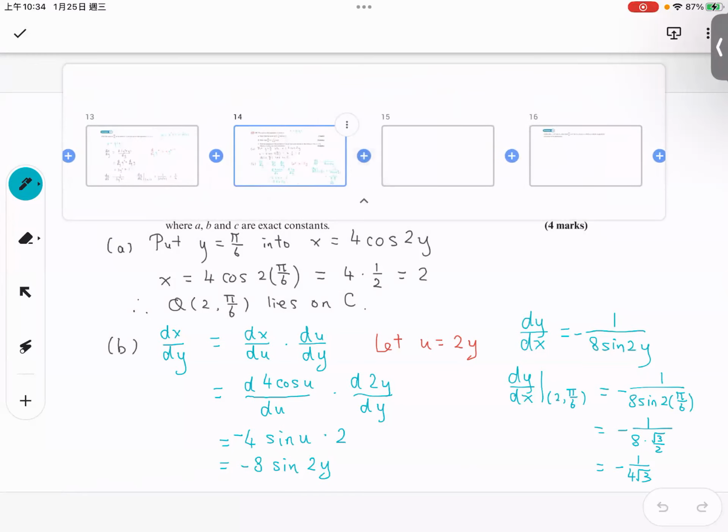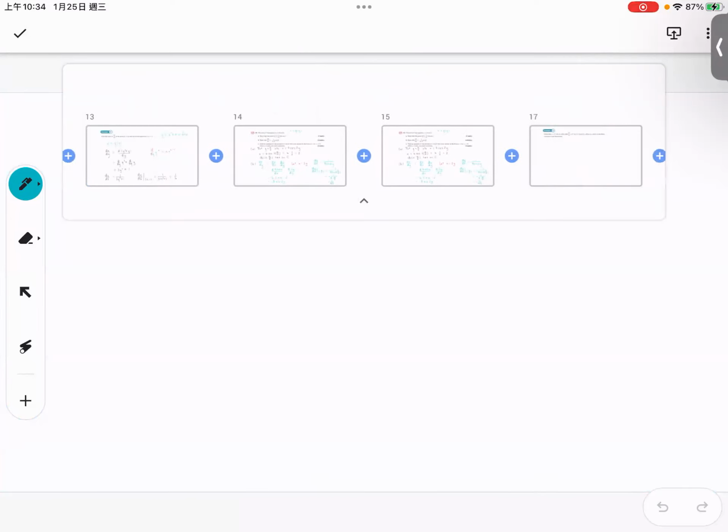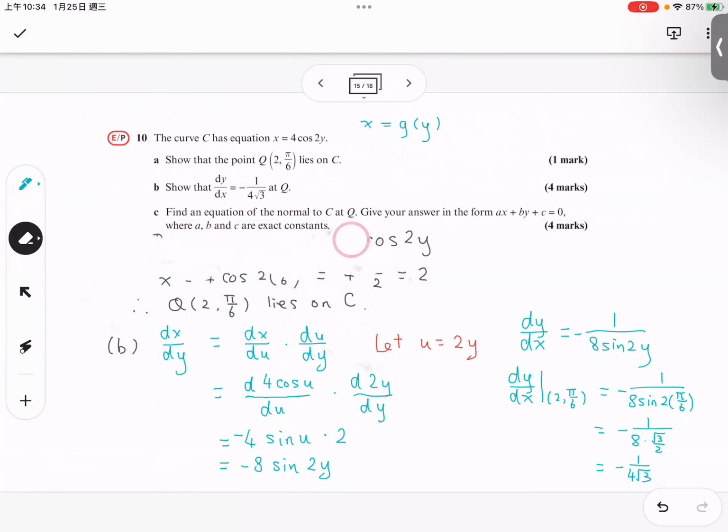Okay, now we will go to part C of it. Okay, we just copy one bit. I don't want this one. Let me erase everything for it. Okay, for part C.